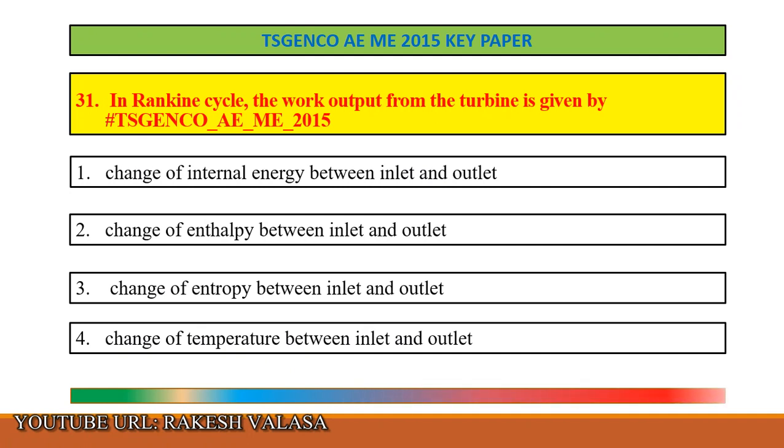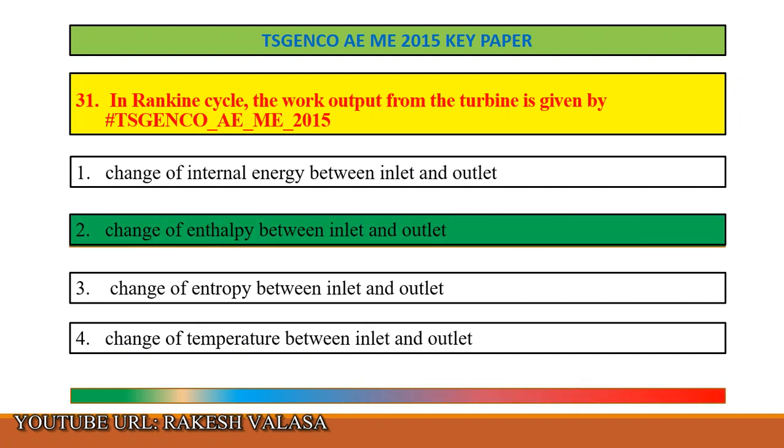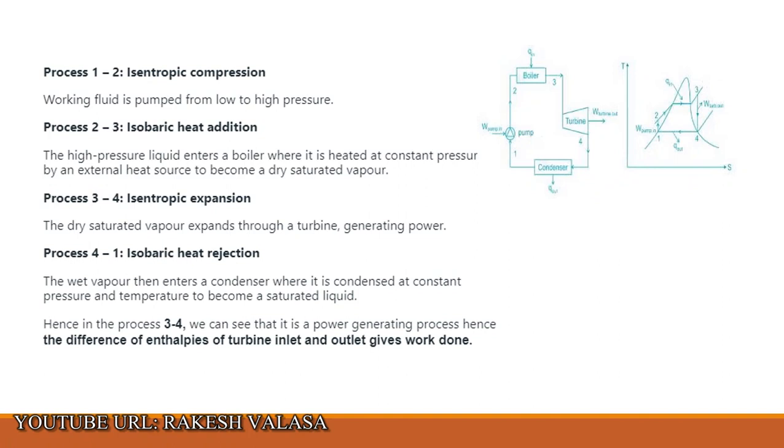The correct answer is option 2, change of enthalpy between inlet and outlet. Let us see the explanation. This is the schematic diagram of Rankine cycle. This is the TS diagram of Rankine cycle. It consists of four processes. Process 1 to 2 is isentropic compression. In that, working fluid is pumped from low to high pressure. You can see in the TS diagram, low to high pressure.